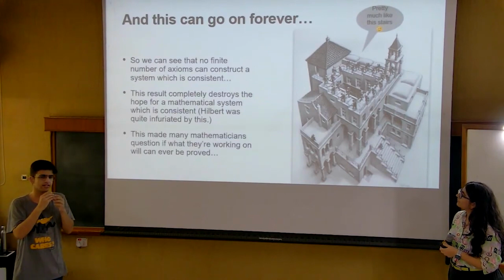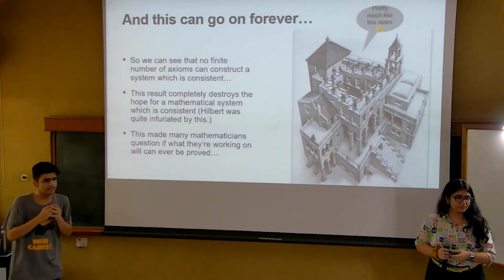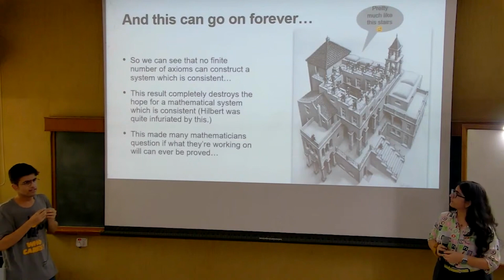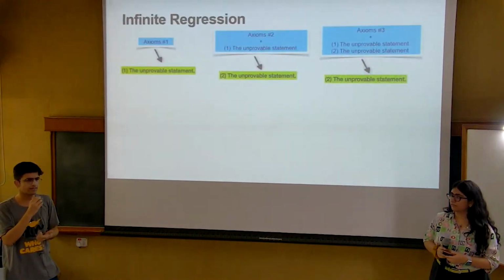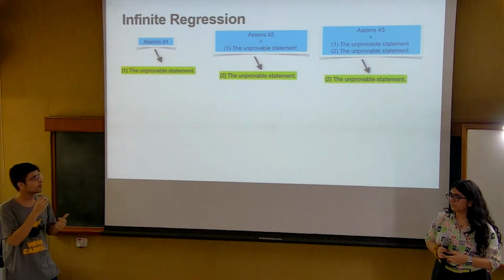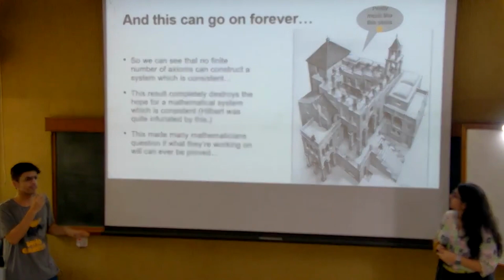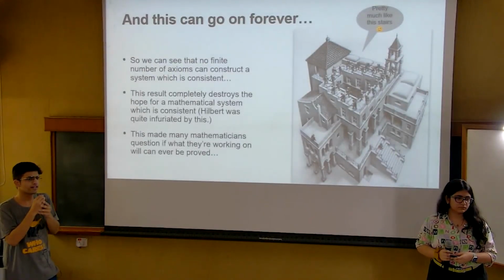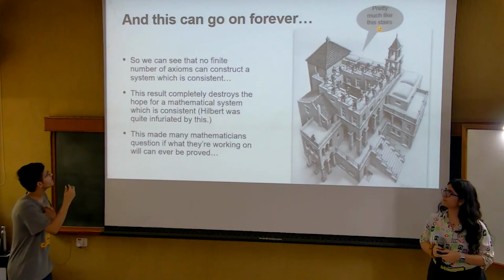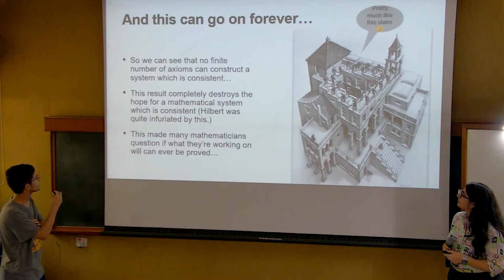Hilbert wanted a finite set of axioms to describe all of mathematics, but here we can see that it is simply not possible. You would need an infinite set of axioms for the system to be complete, which is basically saying that it's not possible in a finite set of axioms. This can go on forever. So this is what I'm saying.